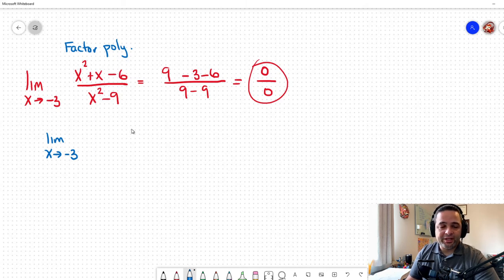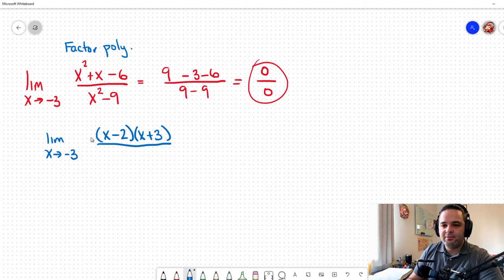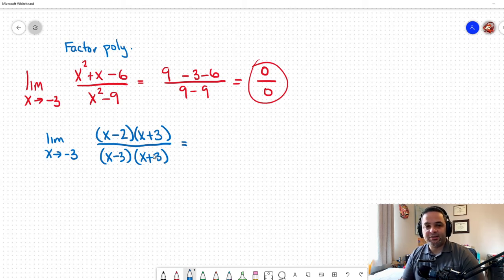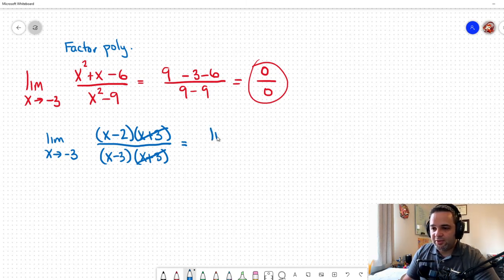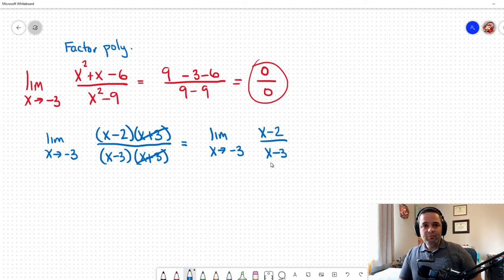So the numerator I could factor. So this will be x minus 2 and x plus 3. Then in the denominator, this is a difference of squares. I could factor that. So this will be x minus 3, x plus 3. So now by factoring, I can remove that discontinuity that was causing the issue, leaving me with an expression that is going to be continuous where I am looking at the function using the limit. Okay.